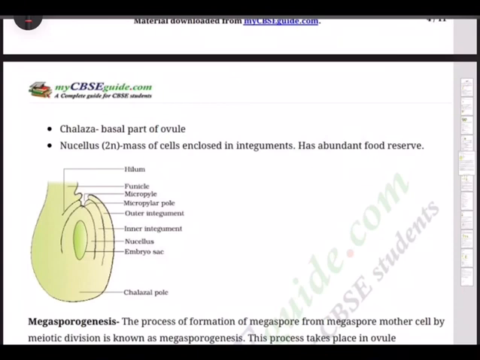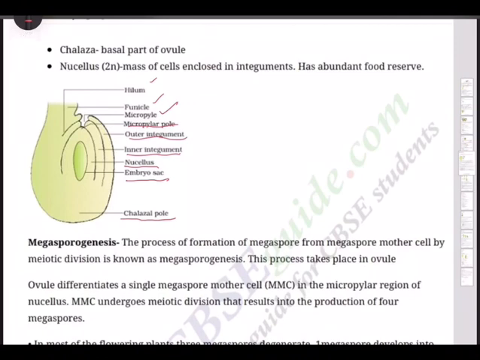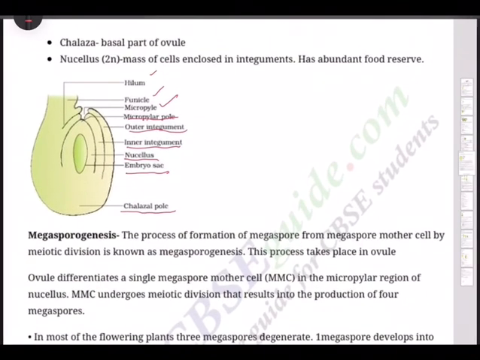And here you can see the chalaza, the basal part of the ovule. Nucellus, 2n, is a mass of cells enclosed in integuments, with abundant food reserve. So this is the structure, and you can see, down from the chalazal pole, the embryo sac, nucellus, inner integument, outer integument, micropylar pole, micropyle and funicle, hilum. So draw the diagram, write all the labeling and understand the importance of each one. And we go for megasporogenesis.